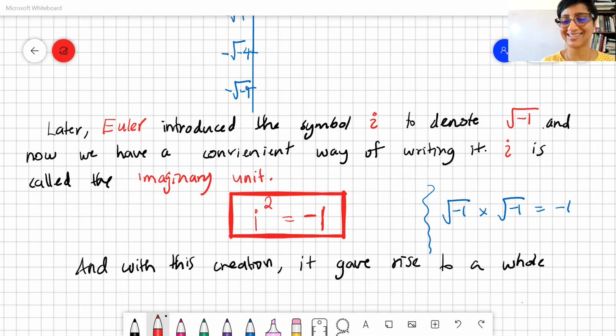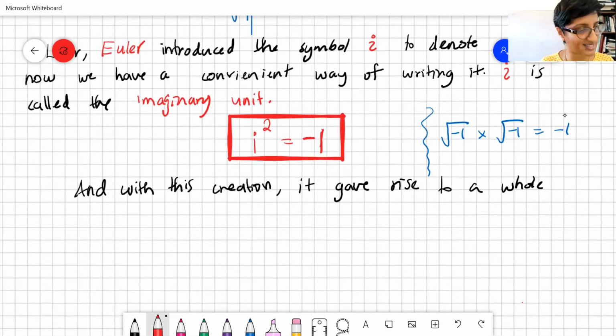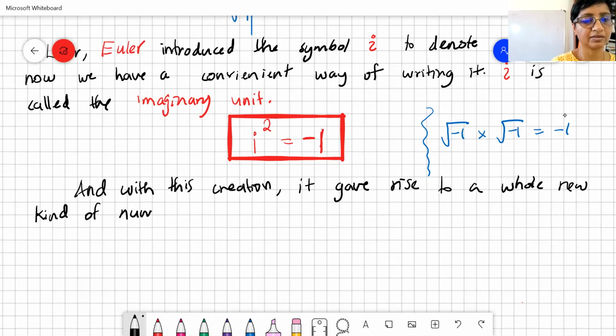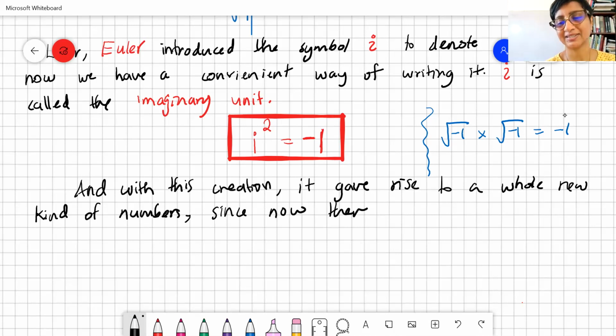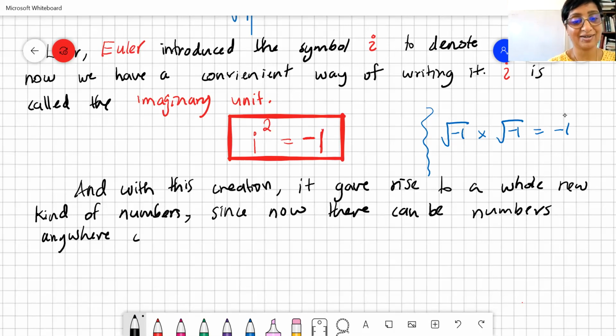Right, okay, anyway. And with this creation, it gave rise to a whole new kind of numbers. Since now, there can be numbers anywhere on this plane. It's a plane now. It's no more a line. It's a freaking plane now.